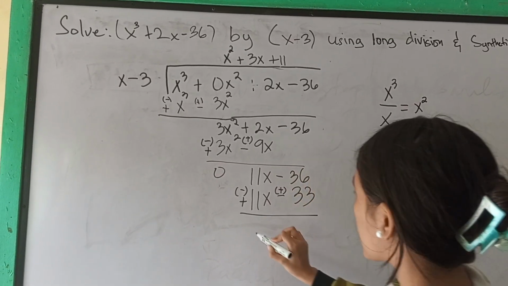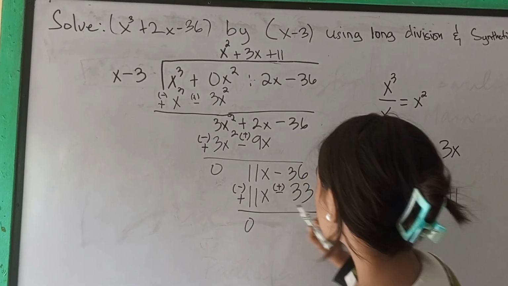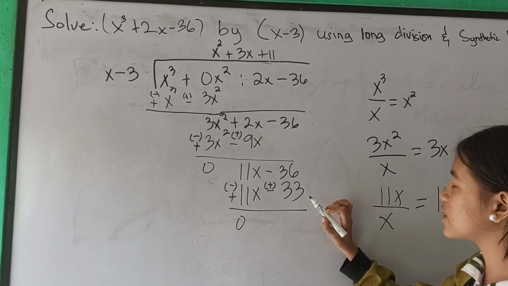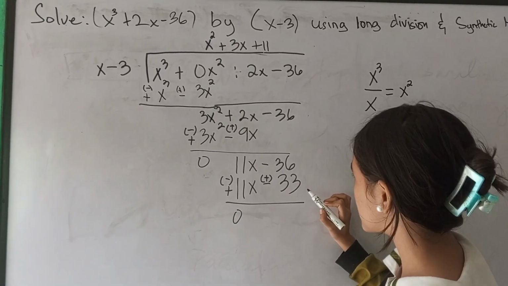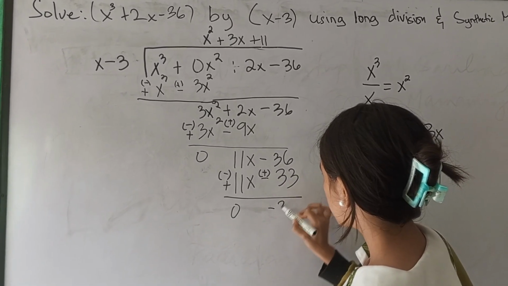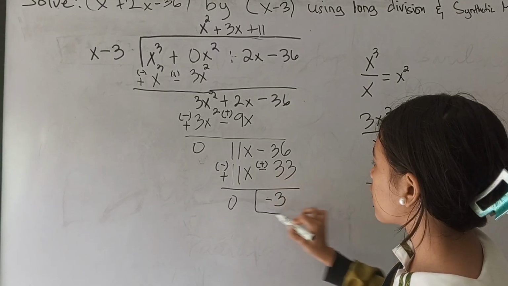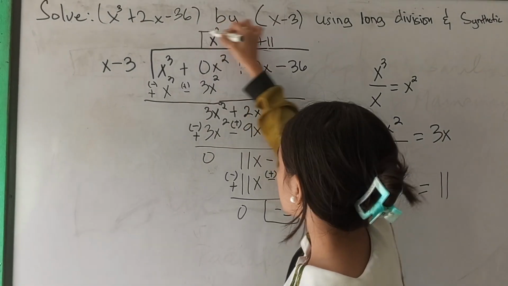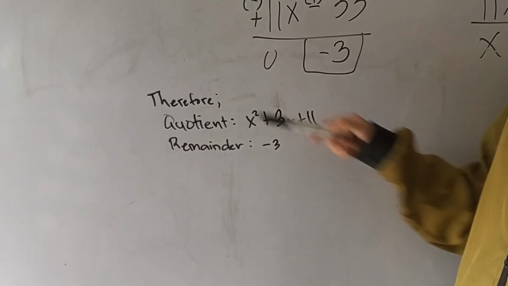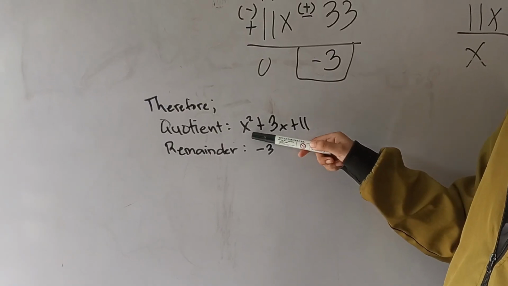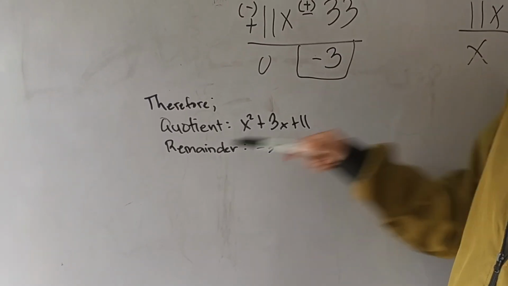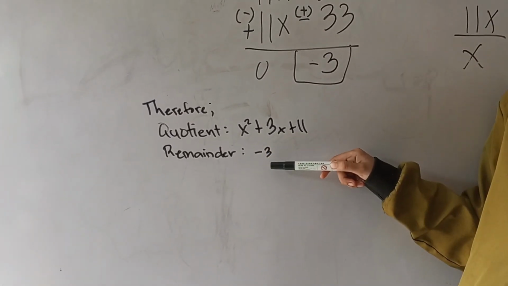Since they have a like sign, then we subtract. Since they also have a like sign, then we subtract. So this is our remainder, and this is our quotient. Therefore, our quotient is x squared plus 3x plus 11, and our remainder is negative 3.